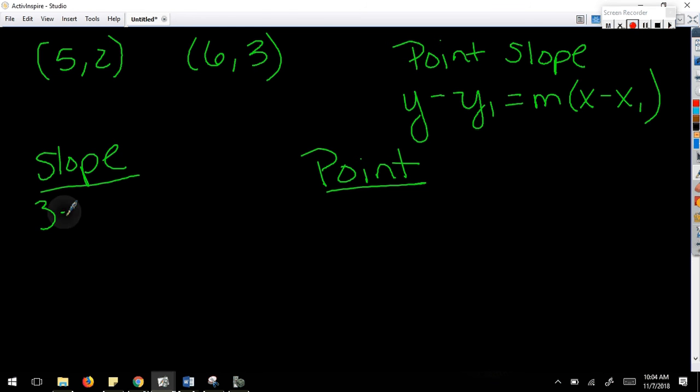All right. For the slope, she's doing the difference of the y's divided by difference of the x's. If you did it 2 minus 3 over 5 minus 6, that's perfectly fine. So that equals what? Which is 1. Good job.